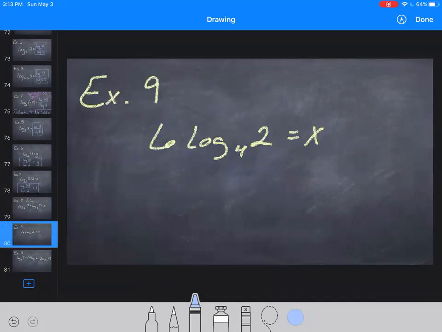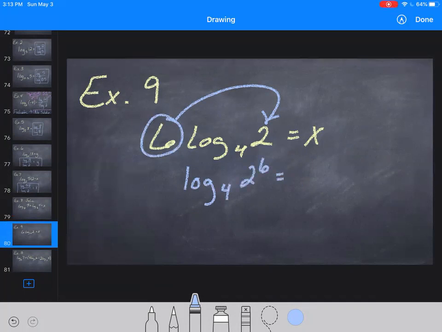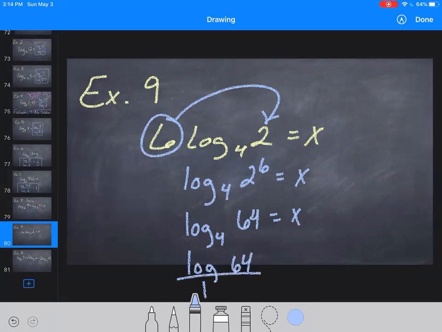Looking at example 9, I have 6 log base 4 of 2 is equal to x. So same thing, I'm going to have to condense the left side. My 6 is really an exponent, so I'm going to put it as an exponent on my 2. I would end up with log base 4 of 2 to the 6th is equal to x. Well, 2 to the 6th, I can actually work in my calculator. 2 to the 6th gives me 64, so I have log base 4 of 64 is equal to x. If I wanted to rewrite this using my change of base property, I would get log of 64 divided by log of 4, and that's equal to x.